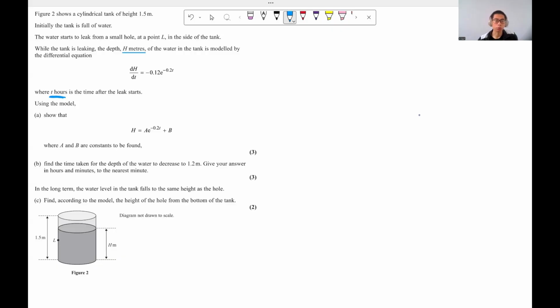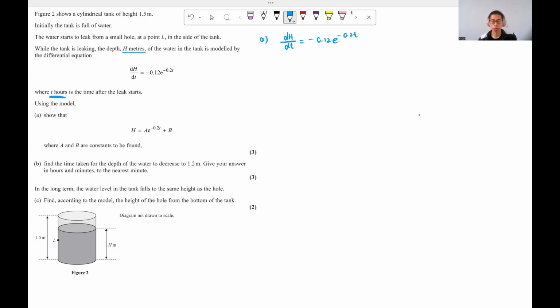Okay. So for part A, we just have to integrate dH over dt equal to negative 0.12 e to the power negative 0.2 t. For this one, we don't have to use separation of variables because the expression on the right-hand side is just in terms of t. So there's no H in it.